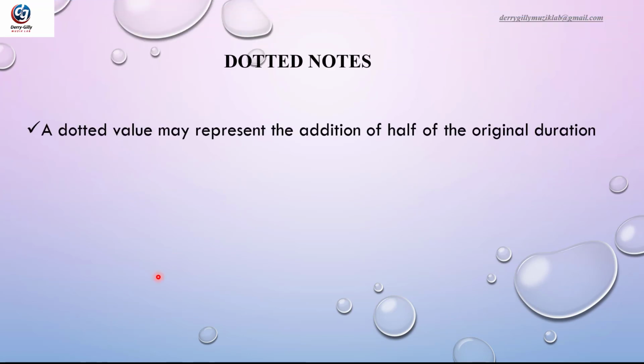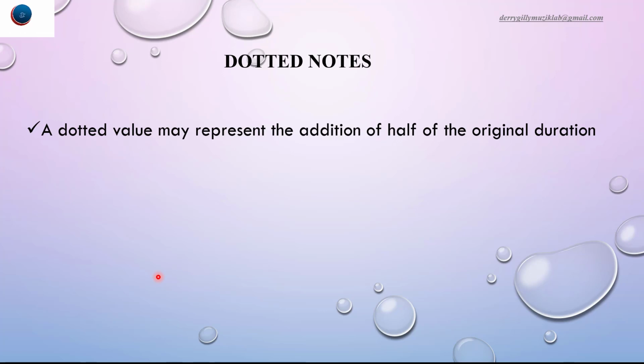Now, dotted notes. When we talk of a dotted note, what does it mean? A dotted note will mean that an additional value has been added to the original duration. Okay, so we can say that durational values may be non-dotted or dotted, and a dotted value has three main interpretations.